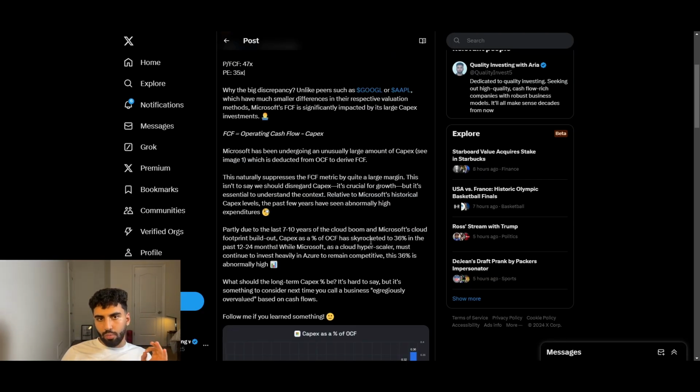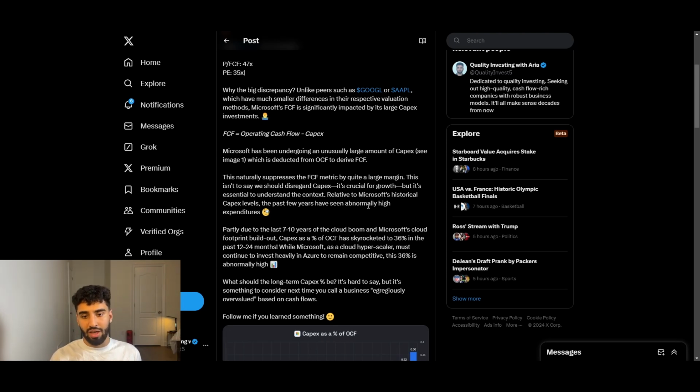And in my original Twitter thread that I talked about this, I talked about whether this is really something worrisome. Is this something to look out for as an investor? Is this one of the early innings of Microsoft's business model changing? The business model is changing, but I wouldn't argue that it's necessarily a bad thing, right? And I say this naturally suppresses the free cash flow metric by quite a large margin. This isn't to say that we should disregard CapEx. It's crucial for growth, but it's essential to understand the context relative to Microsoft's historical CapEx levels.